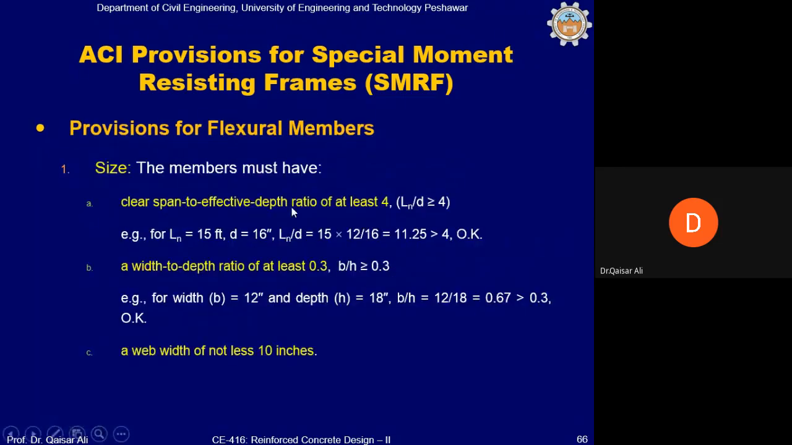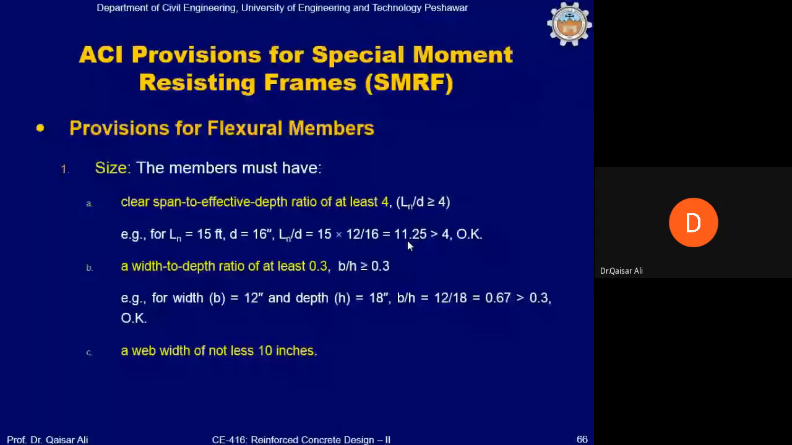If a beam is part of a special moment-resisting frame, then the size of the beam shall be such that, number one, the clear span to effective depth ratio is at least 4. Which means that if the length of the beam is, let's say, 15 feet from column to column, and the effective depth of the beam is 16 inches, then L by d is 15 times 12, to convert the 15 into inches, divided by 16, which is equal to 11.25. 11.25 is greater than 4. Therefore, this size of the beam is okay.